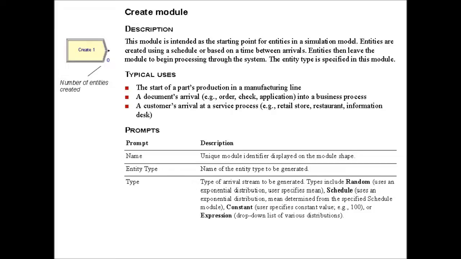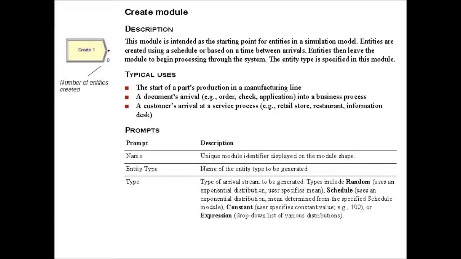The time between arrival could be constant or a statistical distribution. If it's a constant, you've got to specify the value and you've got to specify the unit of measurement. The choices that we have as unit of measurement are seconds, minutes, hours, and days.